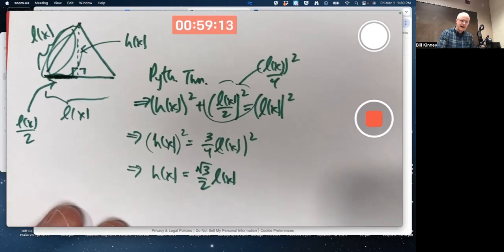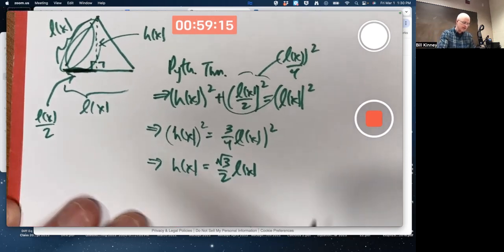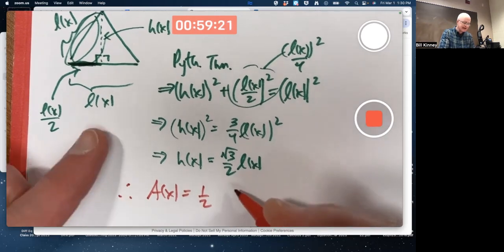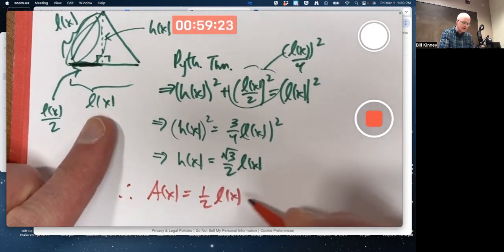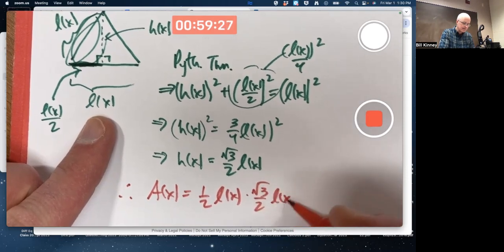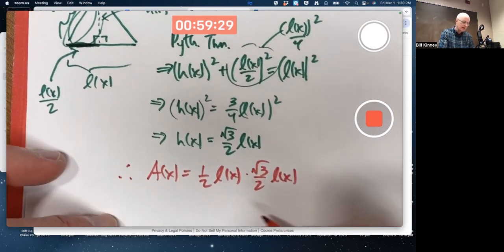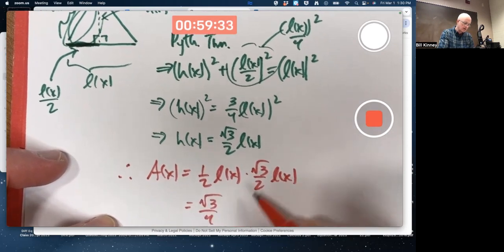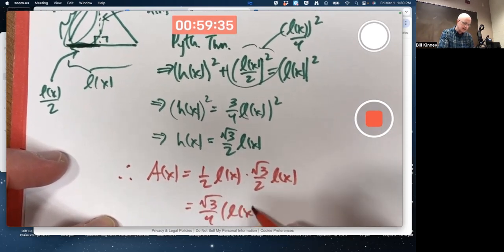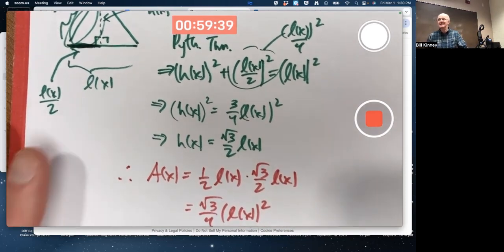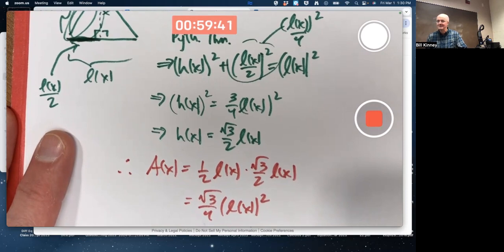So that's the height, and therefore the area is 1/2 base times height. The base is L of x, I'm looking at the big triangle now, and the height is square root of 3 over 2 L of x. This simplifies to square root of 3 over 4 L of x squared. But I'm still not done because I've got to figure out what L of x is.